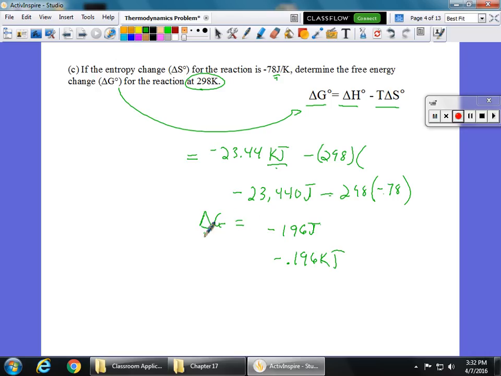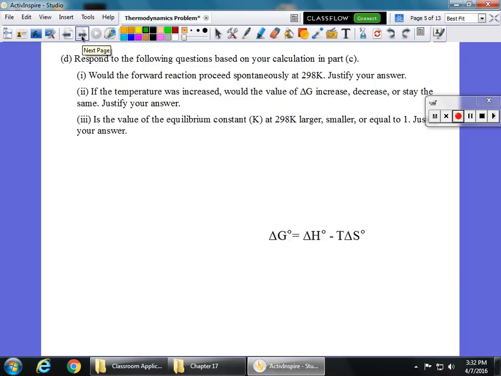The important thing is that it comes out to be negative, right? Again, what do we have, 3 sig figs with our temperature, so I would leave an answer with 3 significant figures rather than rounding that off, okay? We're asked to follow that up in this part D. It says respond to questions based on our calculations that we just did.